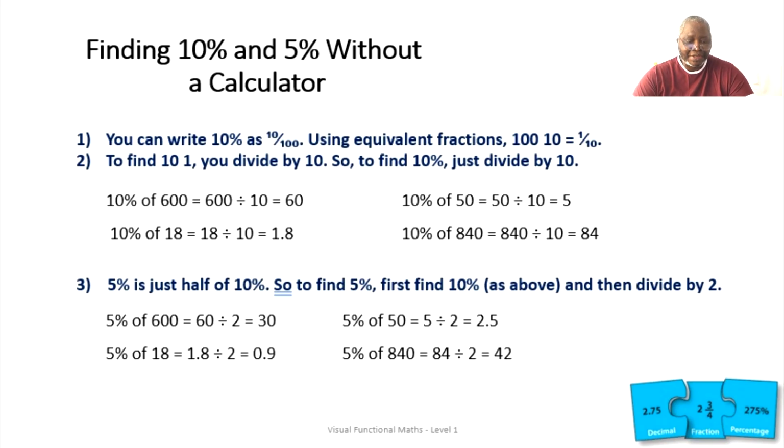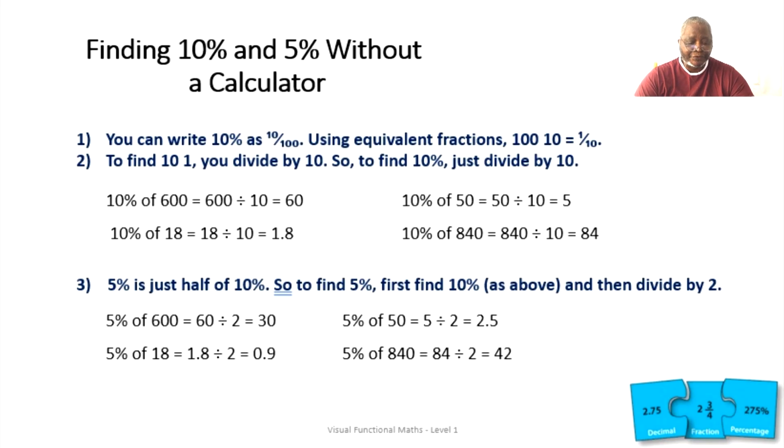You can write 10% as 10 over 100, which is equal to 1 over 10. To find 1/10, you divide by 10. So to find 10%, just divide by 10. And these are examples again.